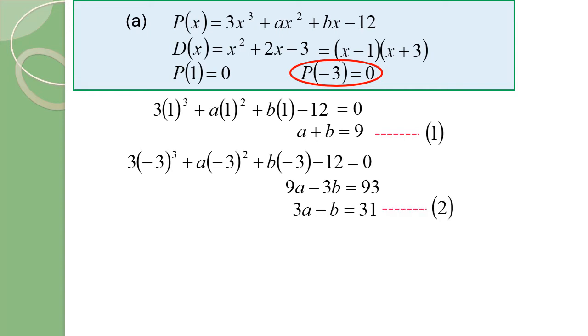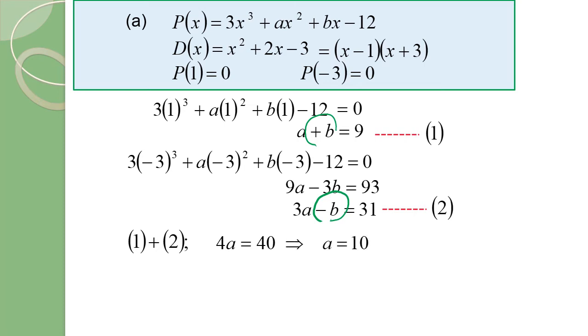How do we solve this using the simultaneous method? We can see we have plus B here and minus B, so we can just add up the two equations. Equation 1 plus equation 2. A plus 3A is 4A. B plus negative B is 0. 9 plus 31 is 40. So A equal to 10. Then, from 10 plus B equal to 9, substitute the value of A into the first equation. So B equal to negative 1. Now we have the values of A and B for the first question, A. How about the second question?